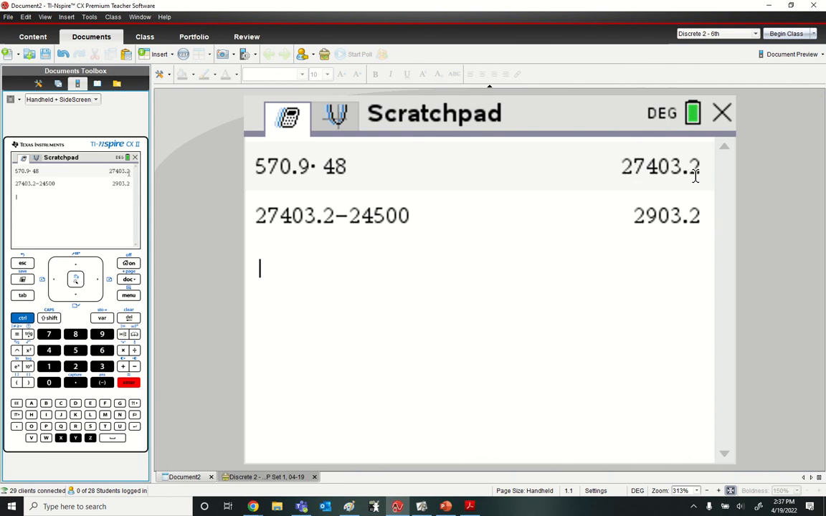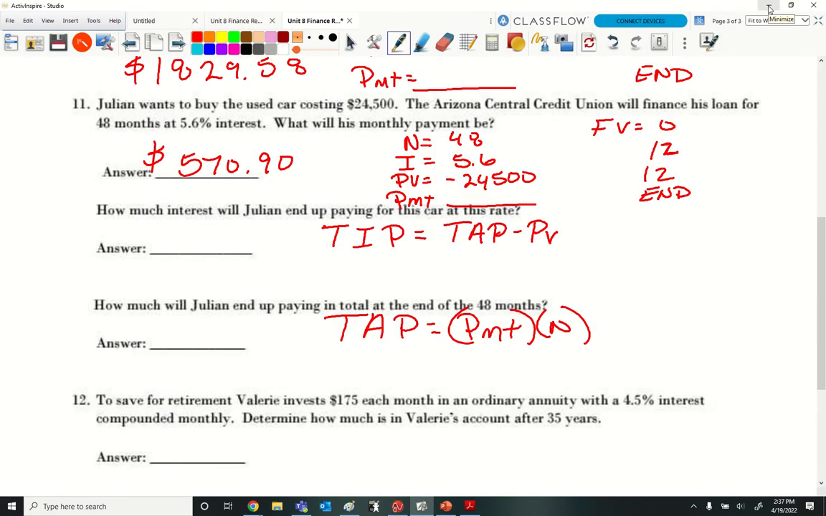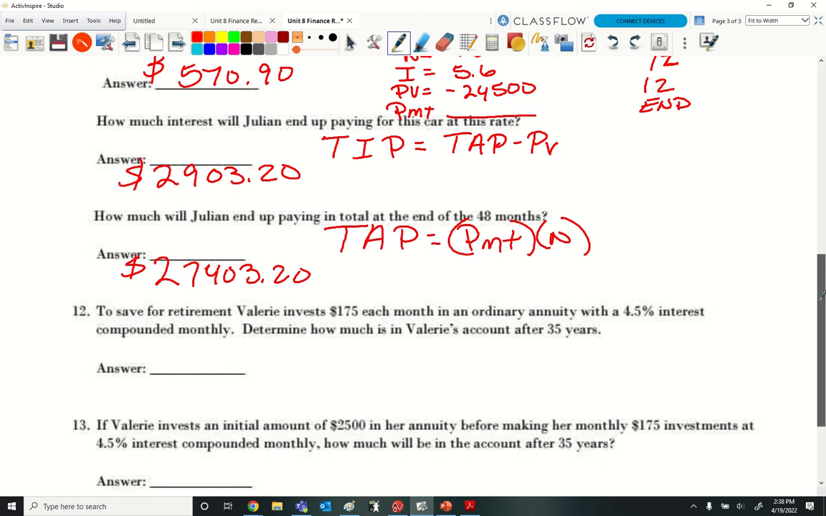So my TAP is 27,403.20. That's his total that he paid, and the TIP is the amount of interest he paid. What was it? 2903. There we go. So almost $3,000 in interest he paid, and altogether what came out of his pocket was $27,403. So we got two more.